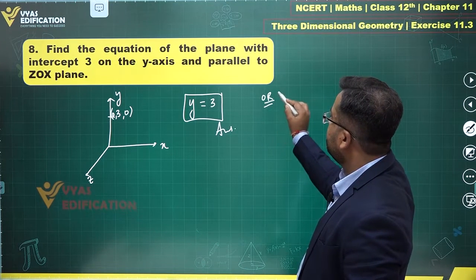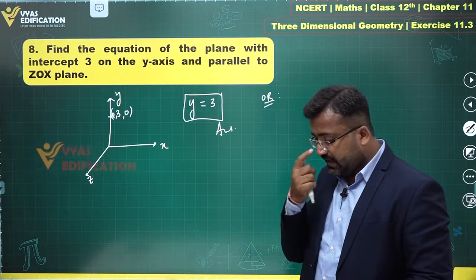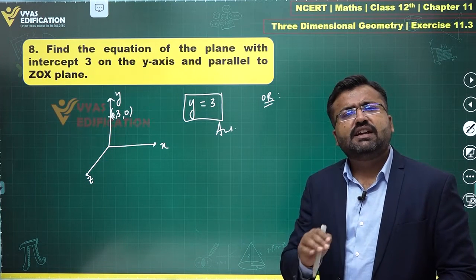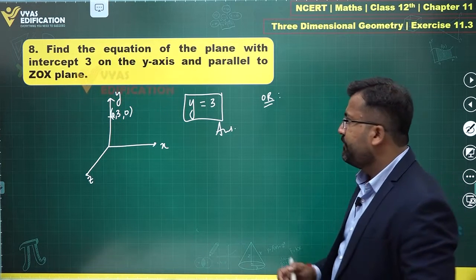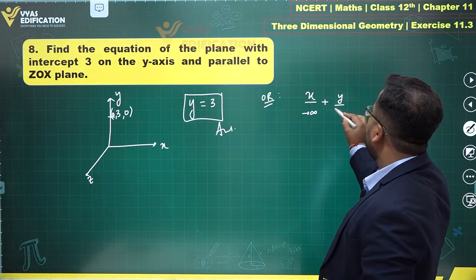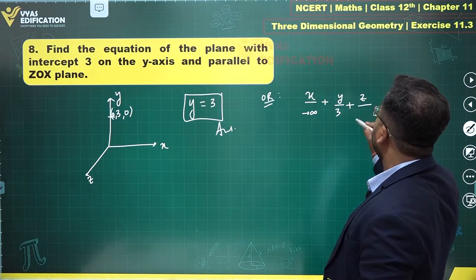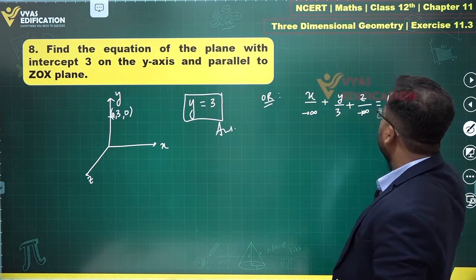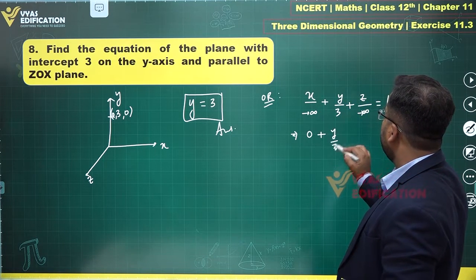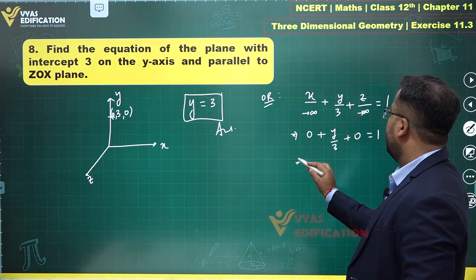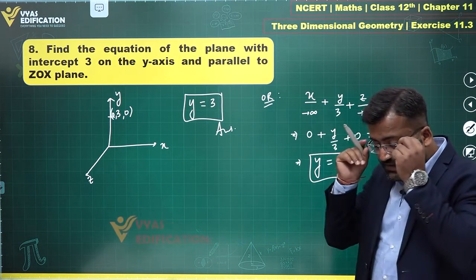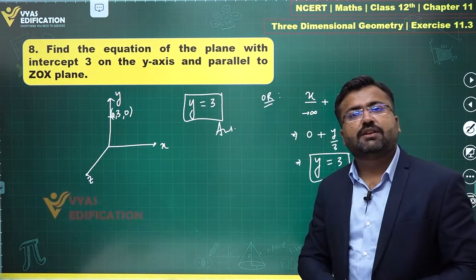Or in other words, I can simply say that the x-intercept and the z-intercept are tending towards infinity. So x upon infinity plus y upon intercept 3 plus z upon infinity is equal to 1. Now this overall becomes 0 plus y upon 3 plus 0 is equal to 1, which gives me y equals 3. This is another idea of dealing with this, and obviously getting the same answer.